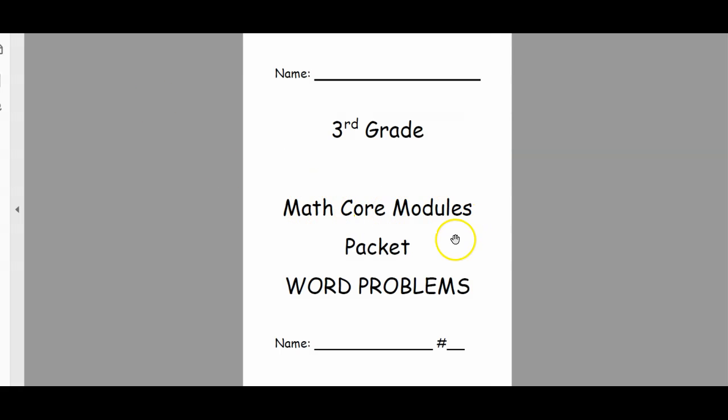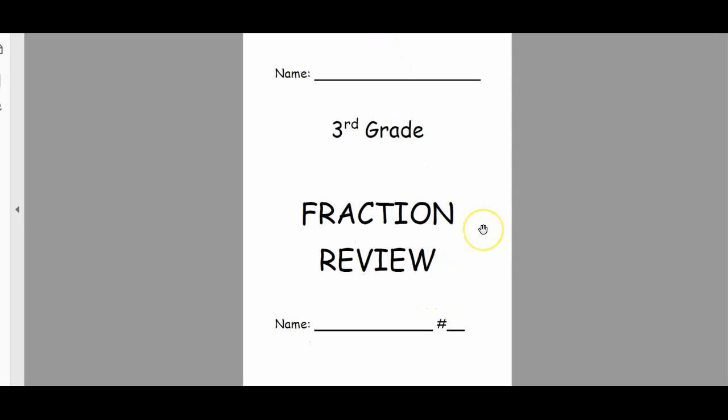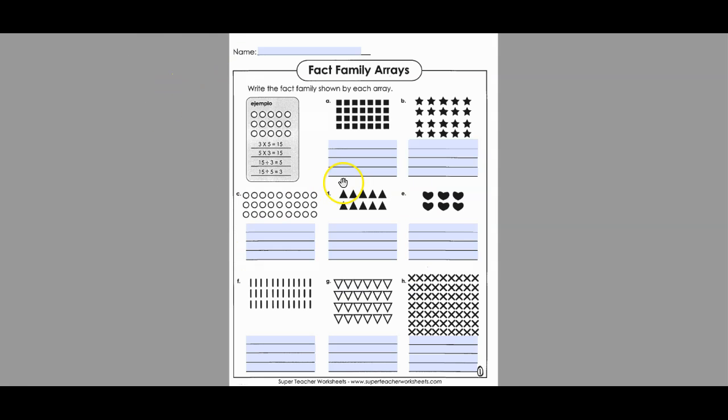Okay, so you're going to have 3 packets this week. The distributive and associative properties of multiplication, the math core modules, which are word problems, and then the fraction review. So go to, there's 6 pages on this one. So go to page 1. That's right here.